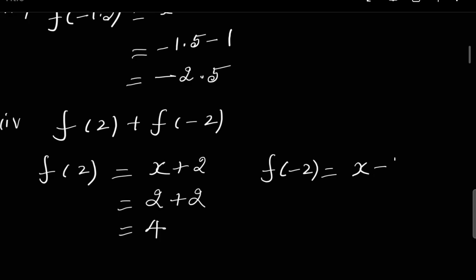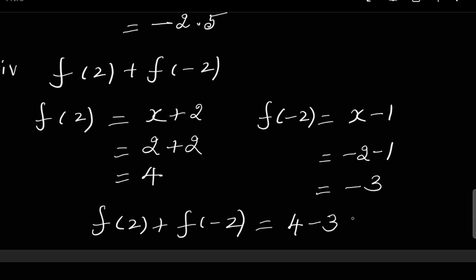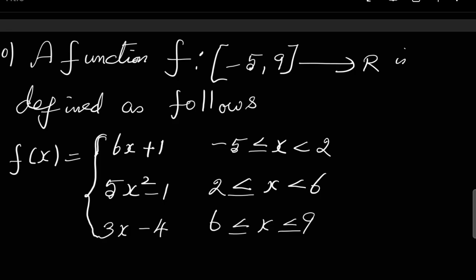X minus 1. So minus 2 minus 1 is equal to minus 3. But our question is you have to add f of 2 plus f of minus 2. What is f of 2? 4 minus 3 is equal to 1. This is the answer.